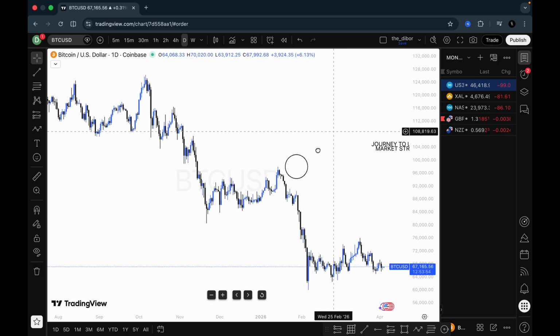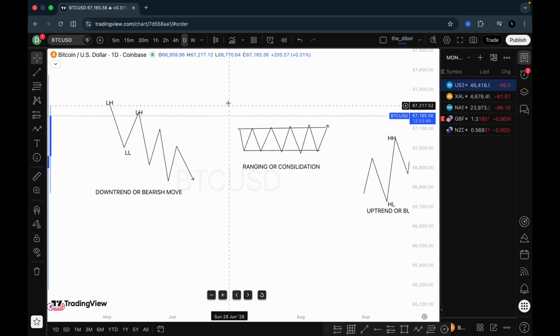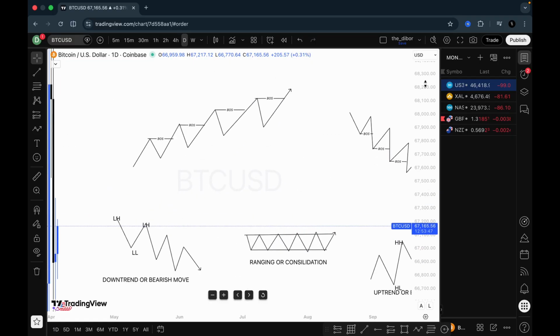And another thing I marked out here to talk about is break of structures.